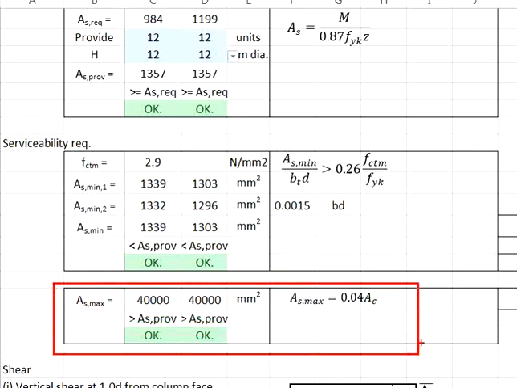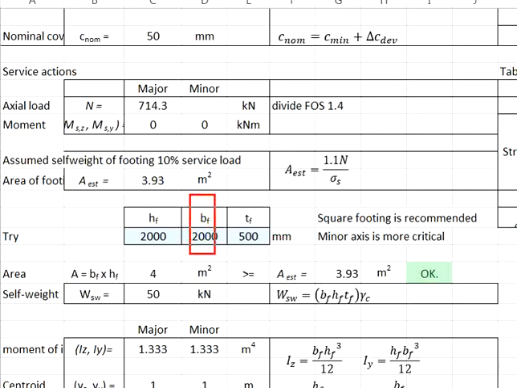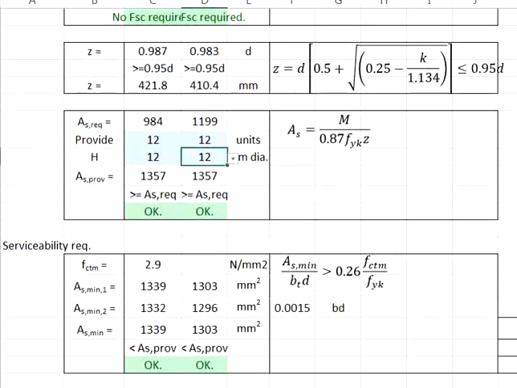Then you check the AS maximum, which is calculated on the basis of 4% of the cross-sectional area. The AC here will be dependent on the major and the minor axis. To calculate the AC in the major axis, we are talking about BF multiplied by TF. Now, if we are referring to the minor axis, we talk about HF times TF. Since the peg footing is square, the AS maximum will be the same. Check the AS maximum against your AS provided.